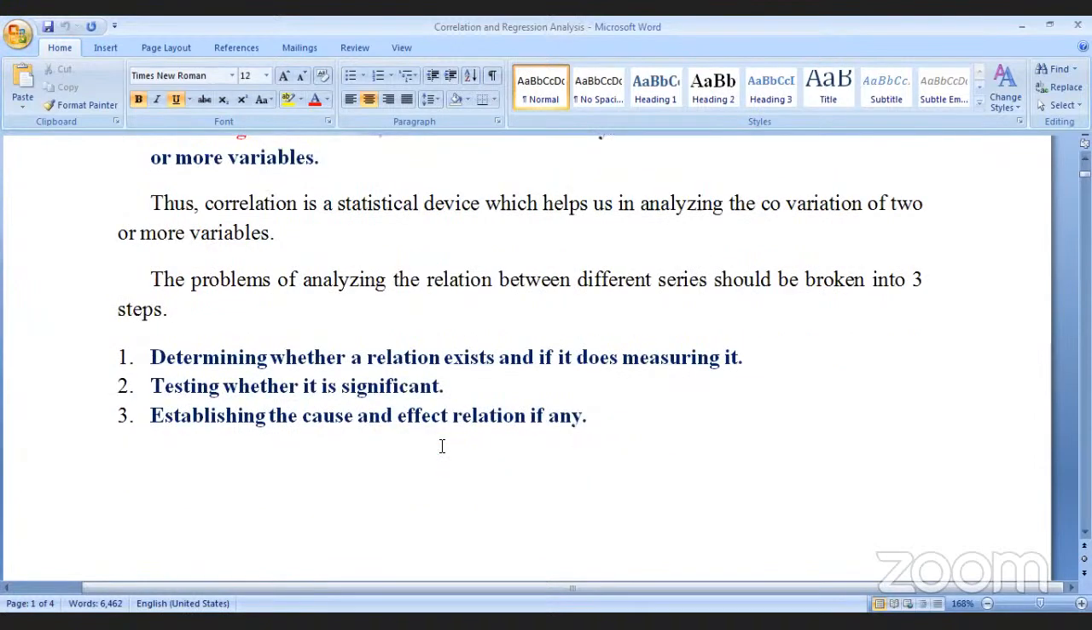So here the problem of analyzing the relationship between different series should be broken into three steps. They are, number one, determining whether a relation exists and if it does, measuring it; two, testing whether it is significant; and three, establishing the cause and effect relationship, if any.